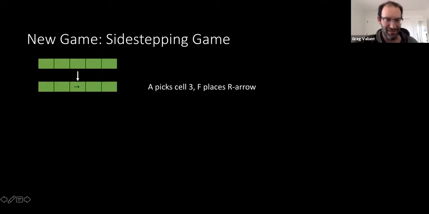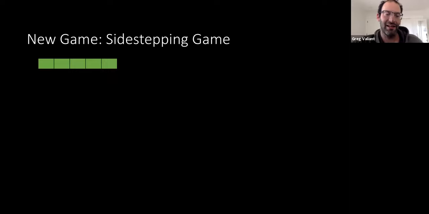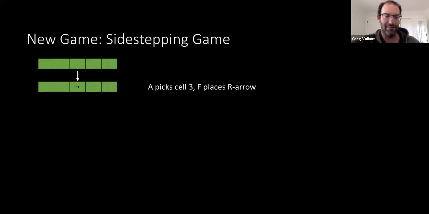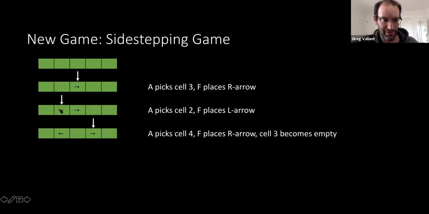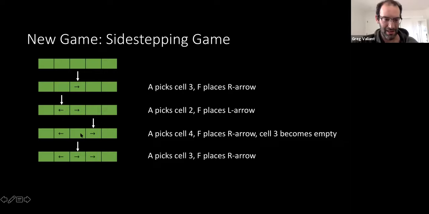Okay, so this is just an example. We start with a set of k buckets. They're empty. The adversary points to one of them. We put an arrow in it, say going to the right. The adversary picks another one. We put an arrow in it, say going to the left. Because none of the arrows point to this cell, nothing has been removed. Now the adversary picks another cell, we put an arrow going to the right, and this middle arrow that was pointing to this cell now gets removed, and so on.